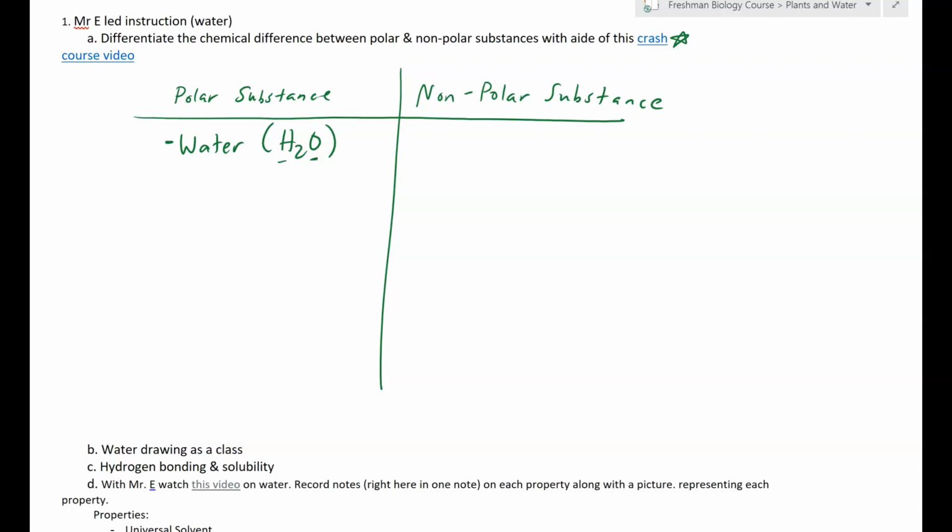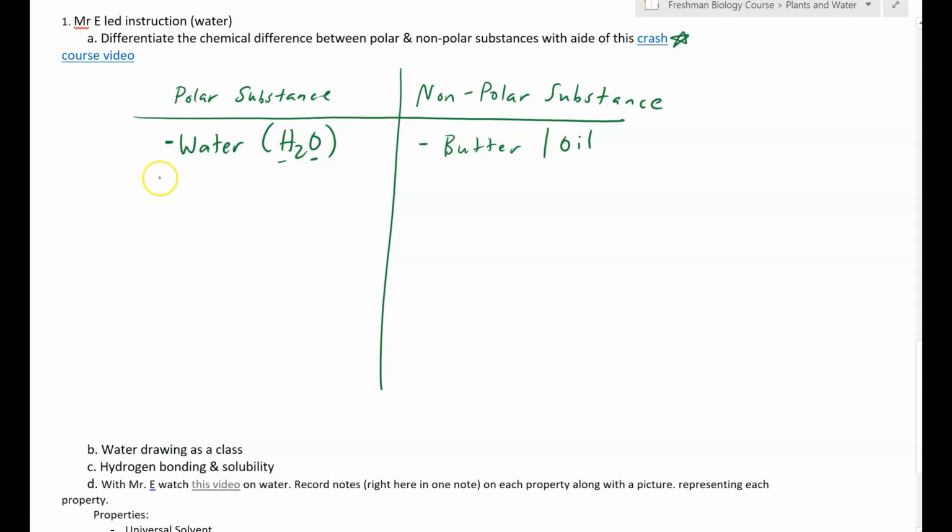For nonpolar substances, we're looking at basically anything that will not dissolve in water. So you should have an example down, for example, like maybe butters or oils, things like that. If you take some olive oil and put it into a pot of water, you're not going to be able to completely dissolve it. It'll mix in a little bit, but you won't be able to completely dissolve it.